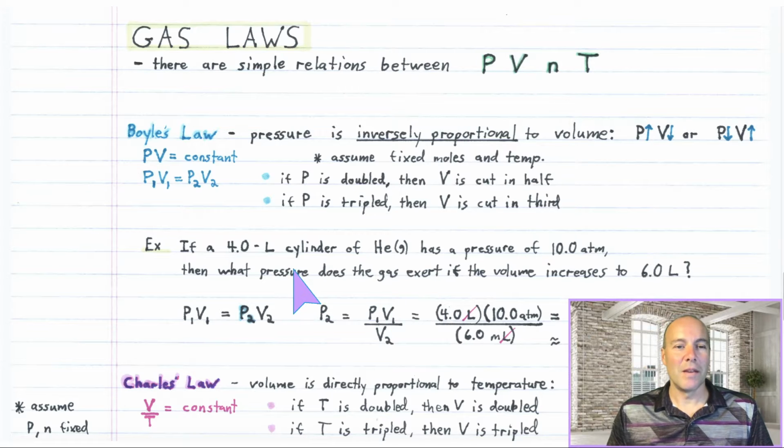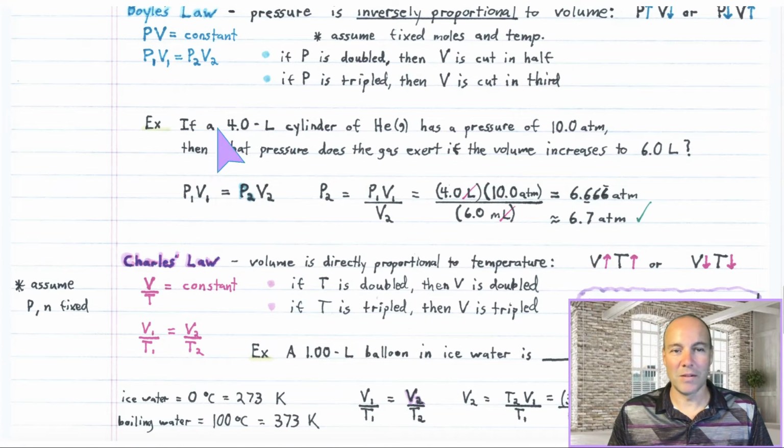All right, here's a little better example. Suppose you got a 4-liter cylinder of helium gas and it has a pressure of 10 atmospheres. Then what pressure does the gas exert if the volume increases to 6 liters? So you're told the pressure and the volume of the gas in one situation, and then you're told what the new volume is in situation number 2.